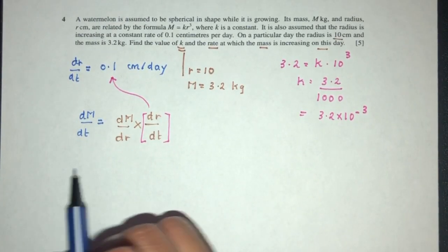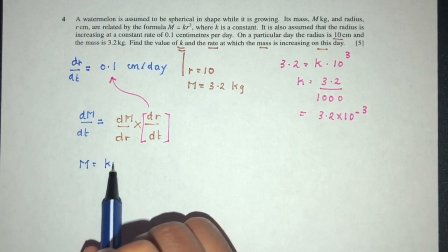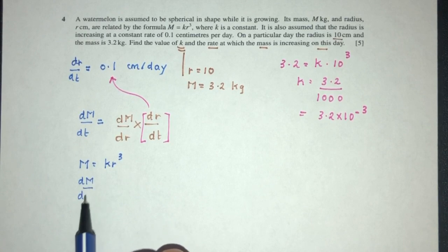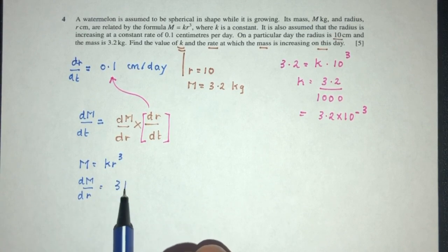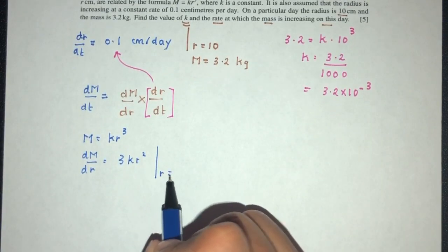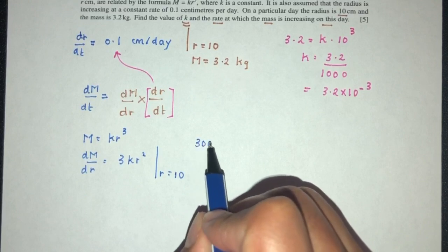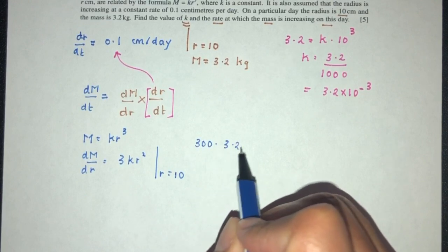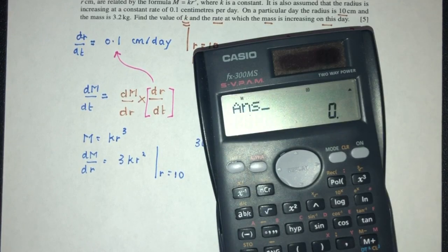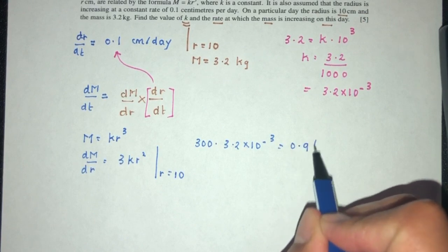Now good news, we know m is already given to you by k r cube. So dm by dr should be 3kr squared. So replace when the value of r is 10, right? You will have 300 times k, which is 3.2 times 10 power minus 3 times 300. That should be 0.96.